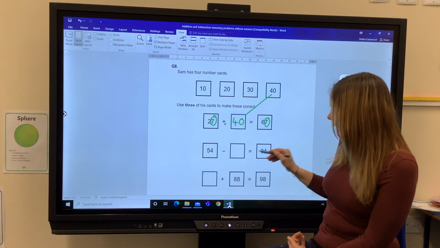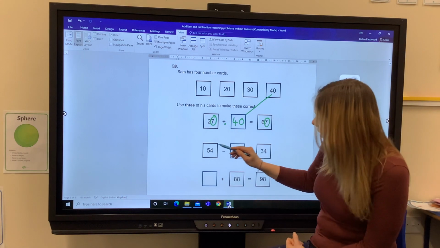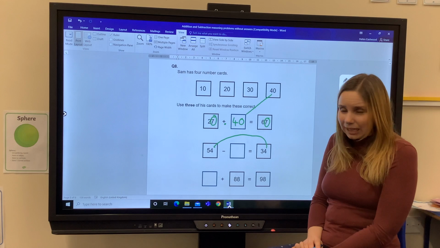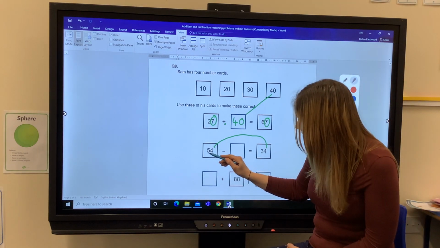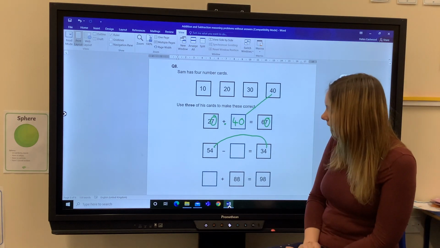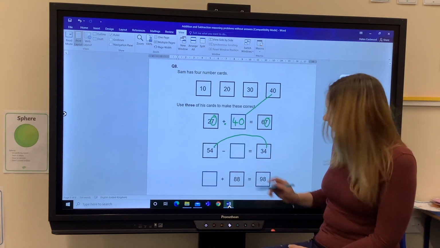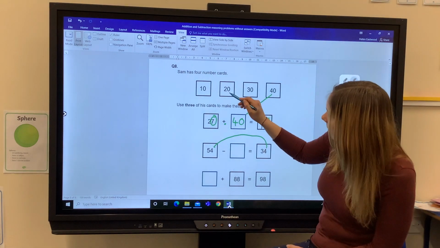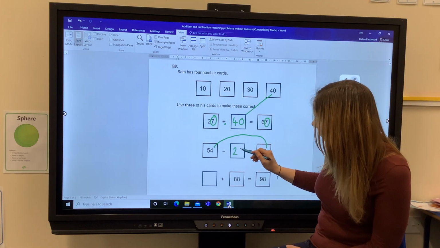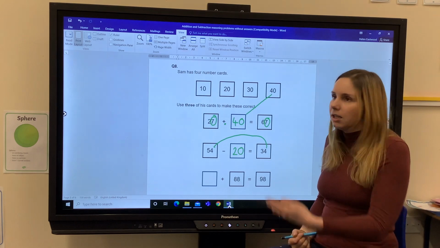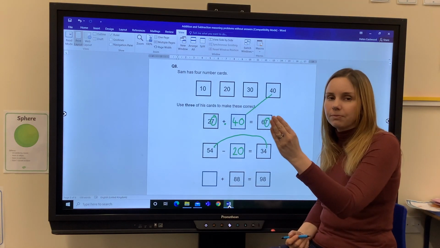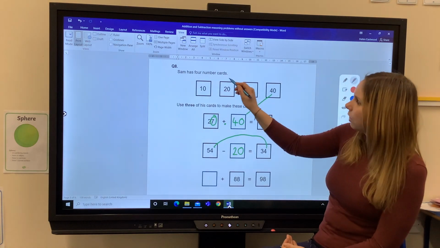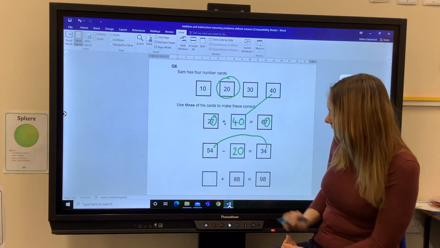54 subtract something equals 34. So I know that my 4s are staying the same. I'm not going to take away anything. I know, okay, the difference between 5 and 3 is 2. Okay, if I was to do 5 subtract 3, it would give me 2. So I'm going to say 20. 54 subtract 20, so that would be 54, 44, and it would leave me with 34. So 20 for my second one.